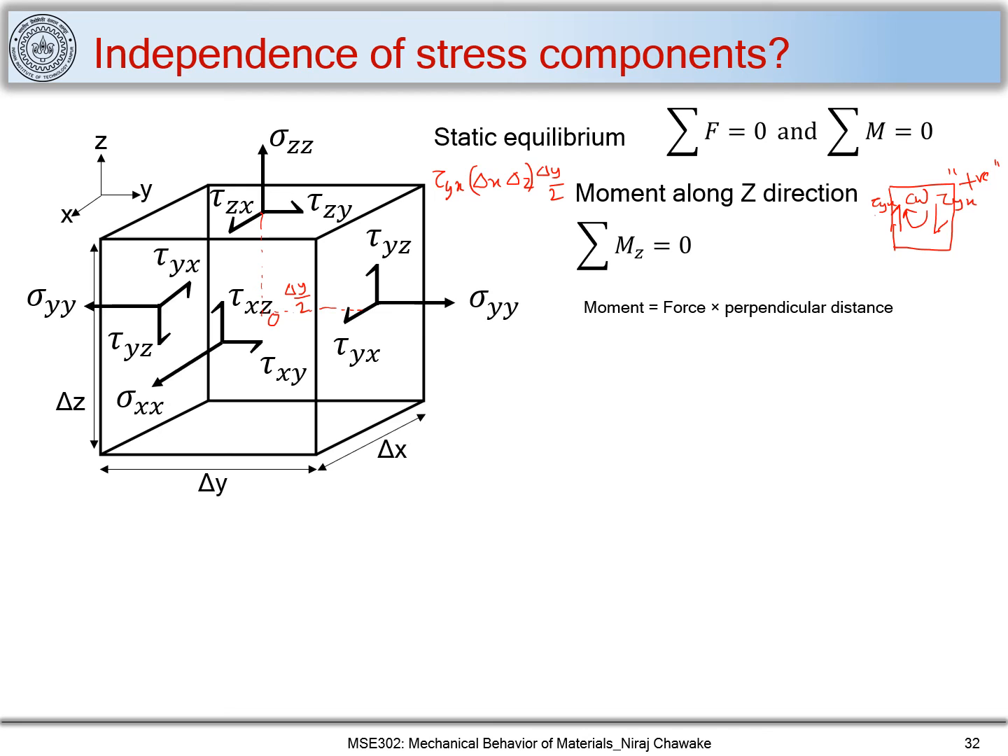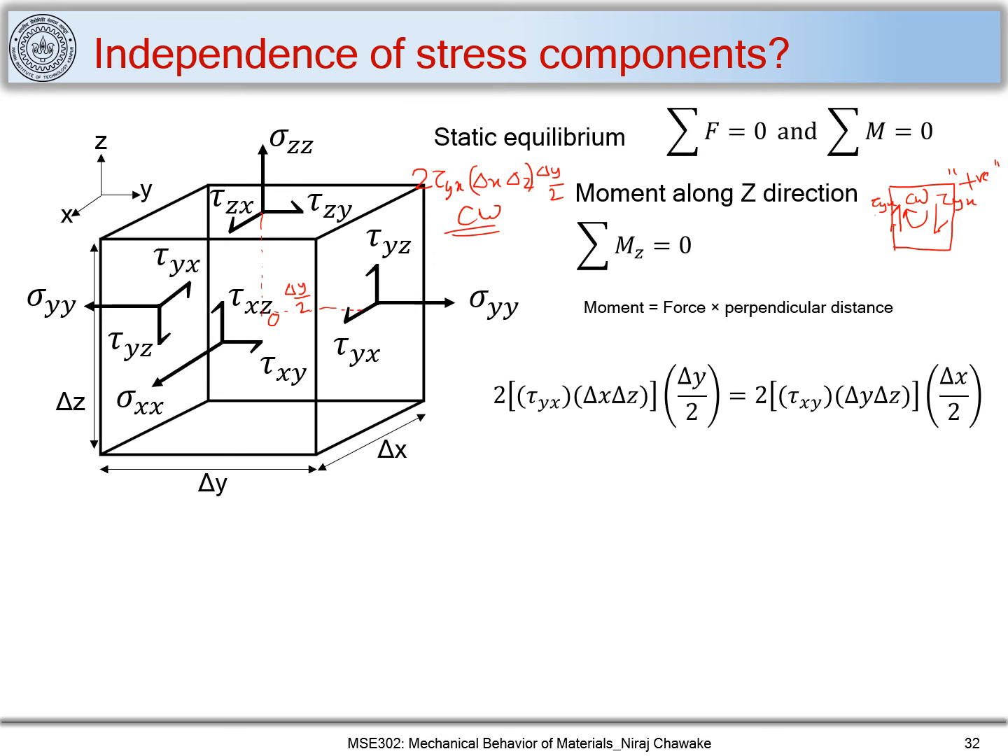Now there are two components of tau yx, so I add them up. This is also giving me positive rotation, so I add it up, and the moment which is making a clockwise motion will be 2. Let me put it here. So this will be 2, which will be giving me a clockwise motion. I have marked this term over here.